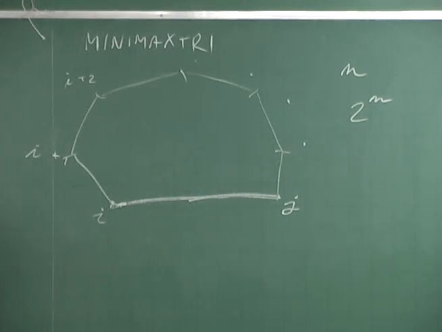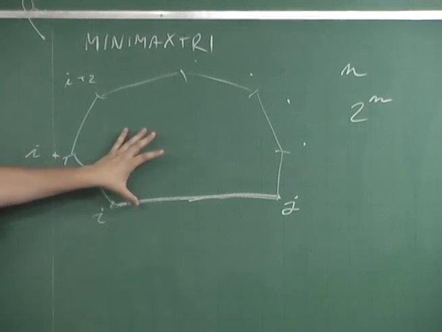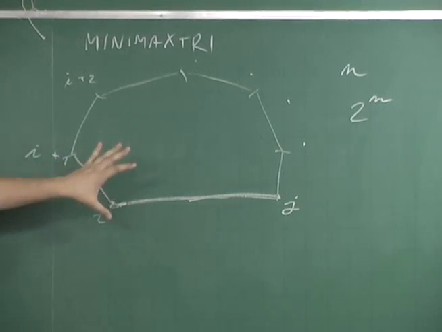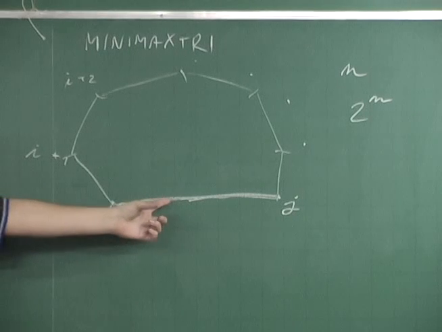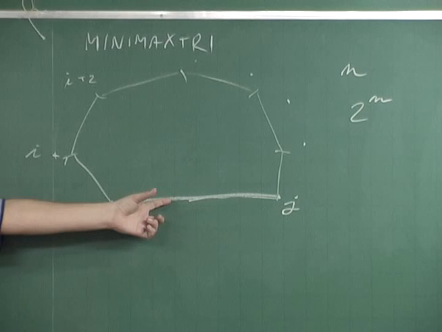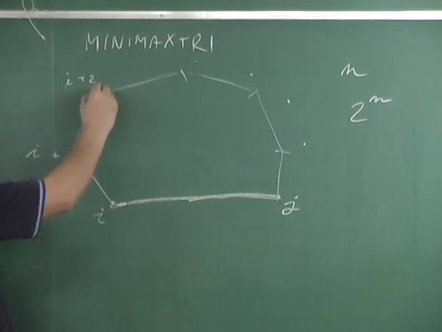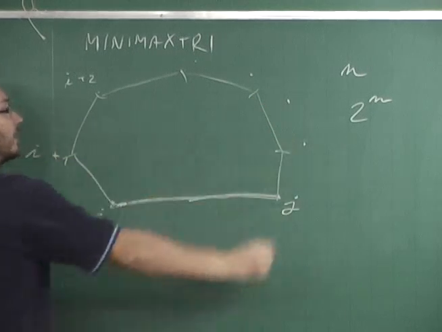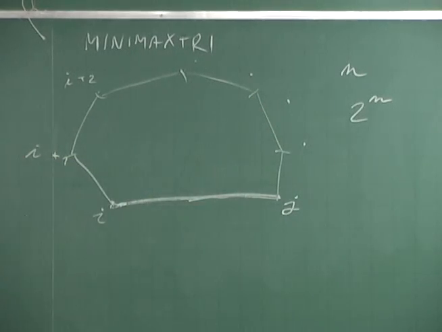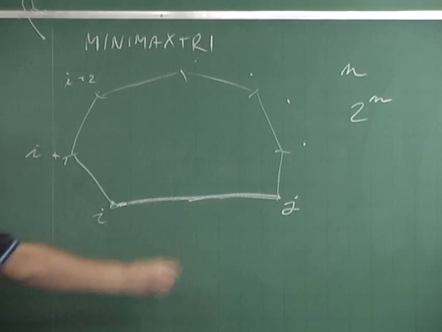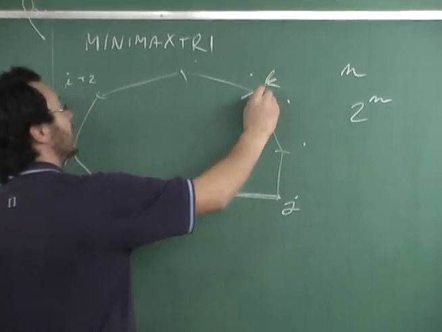So now comes the trick. In the triangulation of this polygon piece, there has to be one triangle that contains this edge. The only thing we don't know about this triangle is its third vertex. And the third vertex can be any one of these vertices. So these are the possibilities to try. For example, we can try this to be the third vertex.